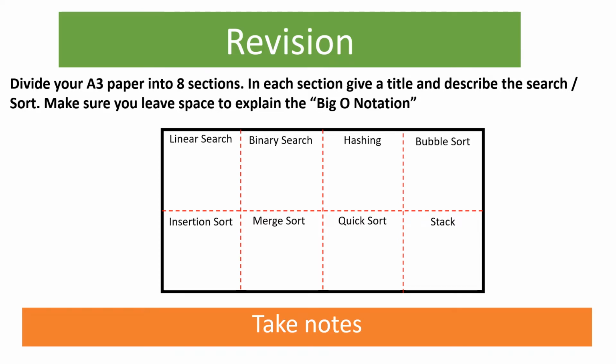As a revision, you should start this lesson by dividing an A3 piece of paper into 8 sections. In each section, give a title and describe the search or sort that is included in that section. Make sure you leave some space at the bottom of each section where we're going to add data about big O notation. Pause the video now and complete this section.